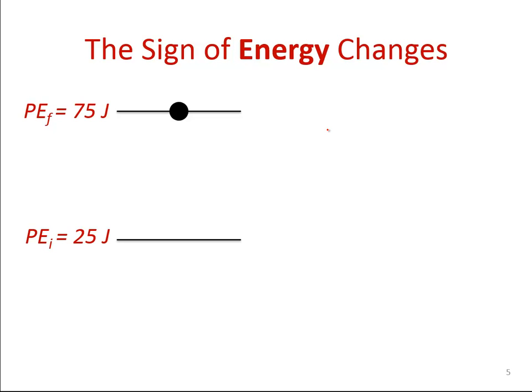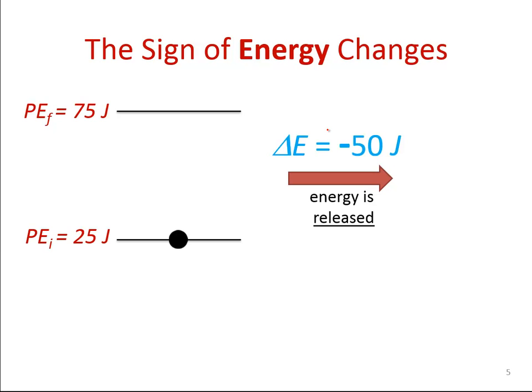Conversely, when a system changes from a higher to a lower energy, such a change will release energy. Clearly, the object is losing potential energy in this example, but from the first law of thermodynamics, we know that the energy cannot just disappear. It is simply transferred elsewhere or is converted to a different form of energy. And again, the delta E calculation makes it obvious that the sign of the energy change is negative. You are subtracting a larger number from a smaller number.